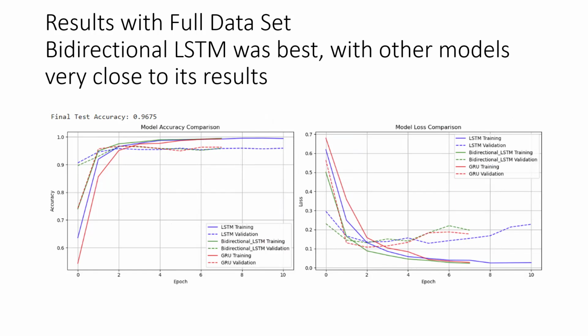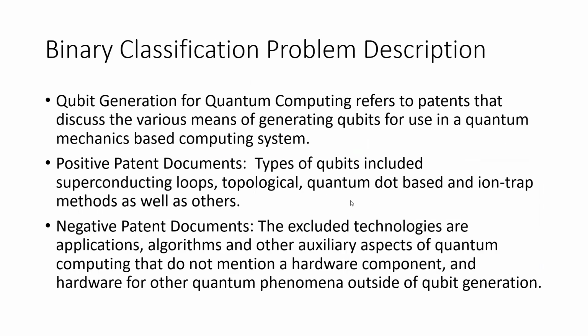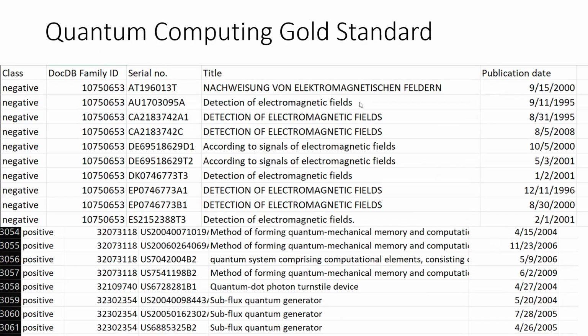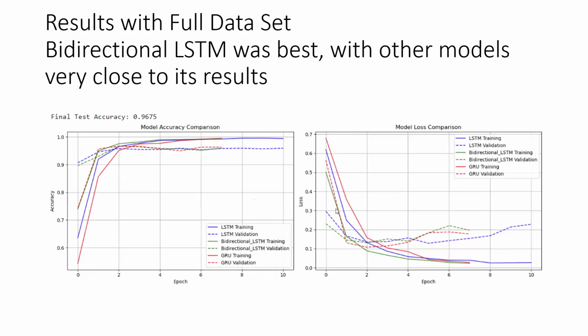Well, you might ask yourself this question: why are they all so close together? Well, I'll get into some of the reasons why, but one reason to keep in mind is we're talking about patent titles. So if I go back to my data set around patent titles for a minute, these patent titles are not that long. Detection of electromagnetic fields, according to signals of electromagnetic fields. This one title, method of forming quantum mechanical memory and computations, might be a little longer, but most of these titles are pretty short. So the true benefit of bidirectional LSTM or GRU may not be coming into play here. And so all 3 of these may be roughly the same in terms of how competitive the models are.